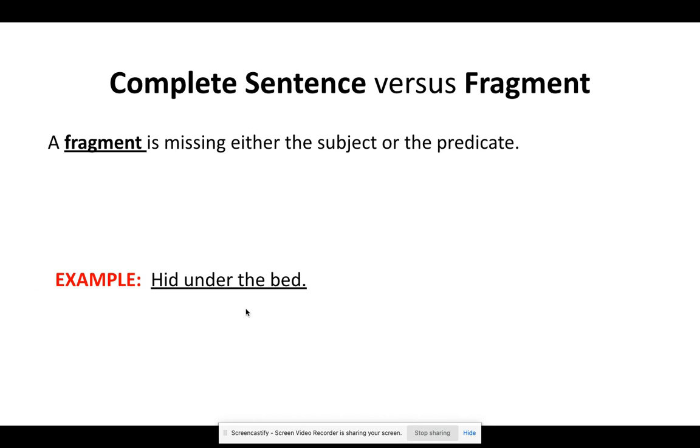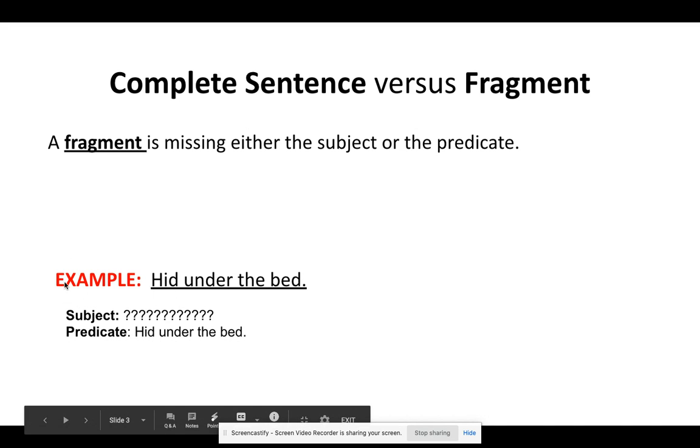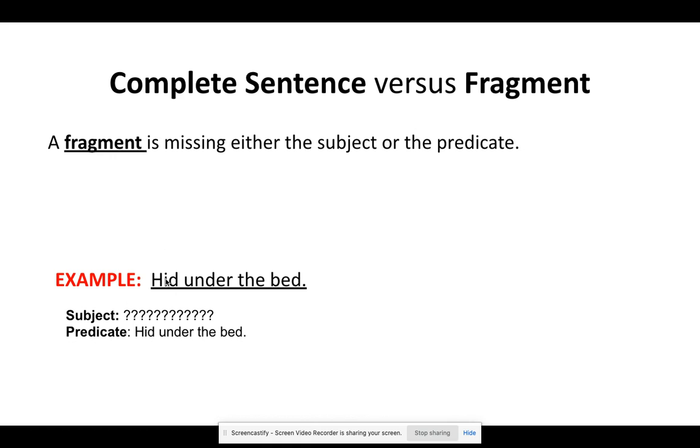So let's look at an example. Hid under the bed. There's no subject here. There is a predicate, hid under the bed, but we don't know who or what is doing that. We have no idea because the subject is missing. Since the subject is missing, that makes this a fragment.